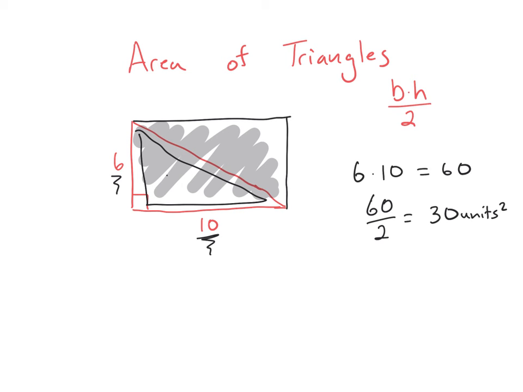squared for this one. So again, this one would be 30 and this one would be 30, which would have given us that 60 for the total. But your final answer would be 30 units squared. So multiply the base times the height and divide it by 2.